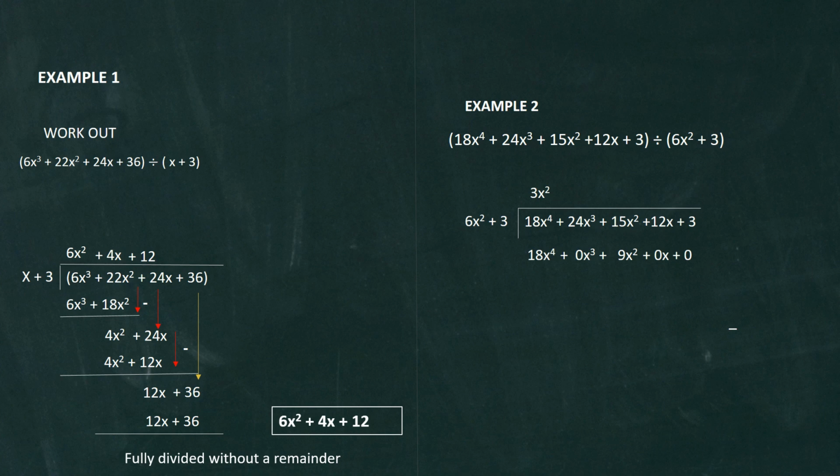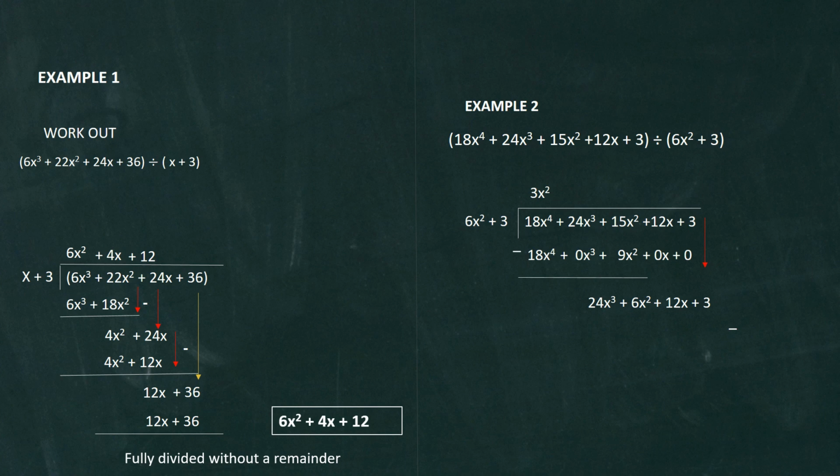So to find the remainder, we're going to subtract the lower one from the upper one, downwards, remember, and that's going to be 18x power 4 take away 18x power 4 is 0. We don't have to write it. But 24x power 3, take away 0x power 3, that gives us 24x power 3. And 15x squared, take away 9x squared, gives us 6x squared. Of course, 12x take away 0 is 12x, and 3 take away 0 is 3.